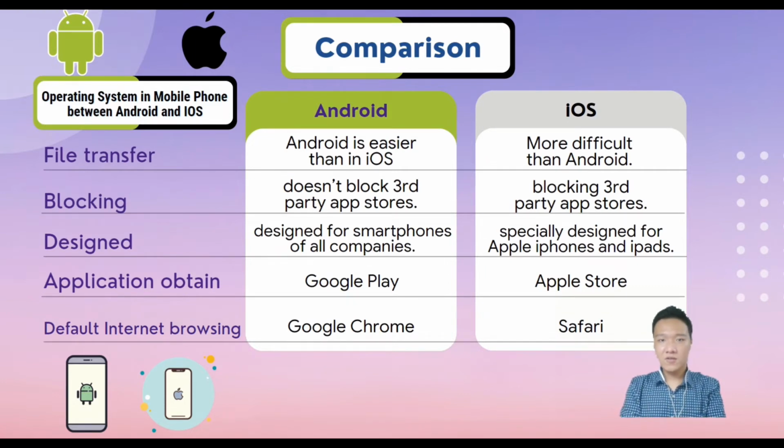For file transfer, Android is easier than iOS because it is much more convenient, but less secure. For blocking, Android doesn't block any third-party apps, while iOS is much more secure and safe, so they usually block third-party apps in the App Store. Android is designed for smartphones of all companies, but iOS is limited and specially designed only for Apple products such as iPhone and iPad. Android obtains applications through Google Play, while iOS uses the App Store, or we can call it the Apple Store. The default internet browser for Android is Google Chrome, while for iOS it is Safari.